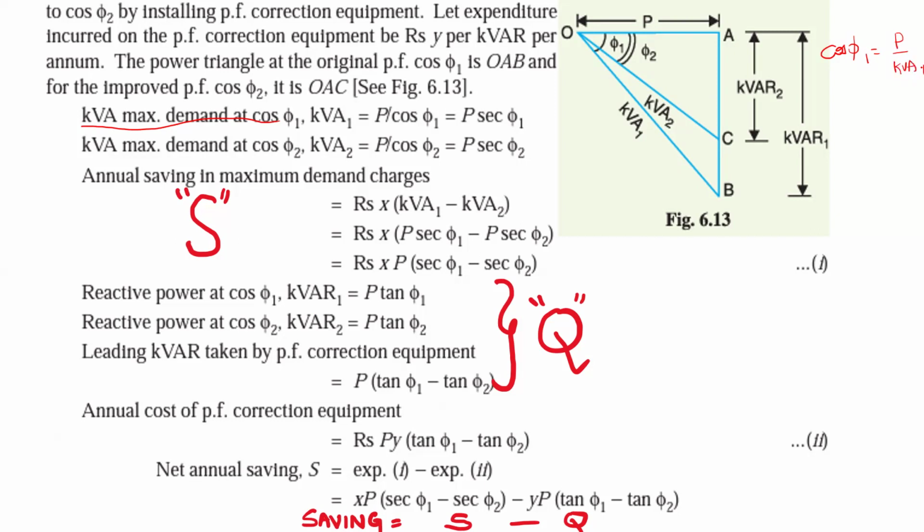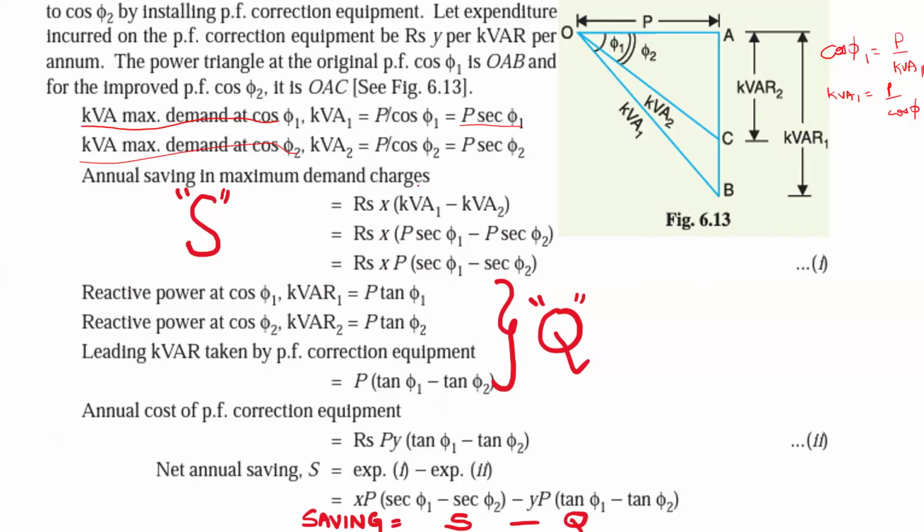From that, the value of kVA1 is equal to P divided by cos phi 1, which is P secant phi 1. Same for the kVA maximum demand at cos phi 2: kVA2 is equal to P upon cos phi 2, which is P secant phi 2.